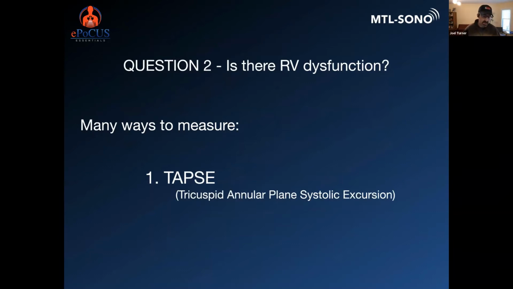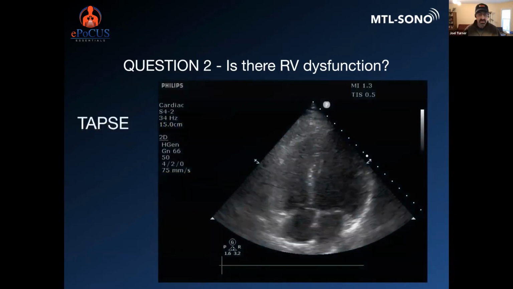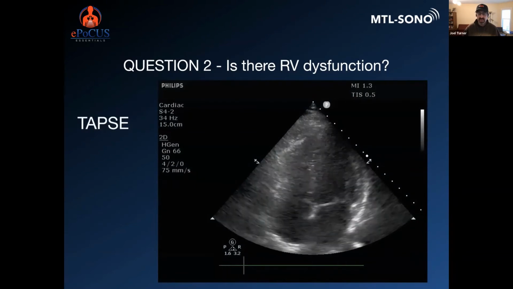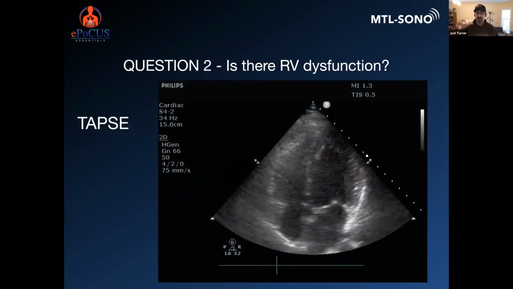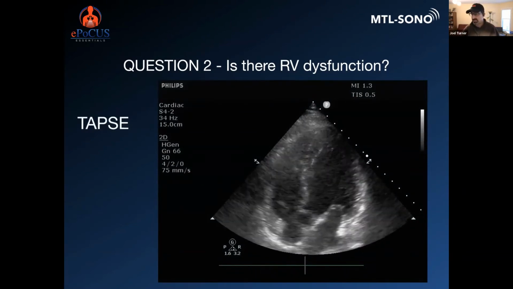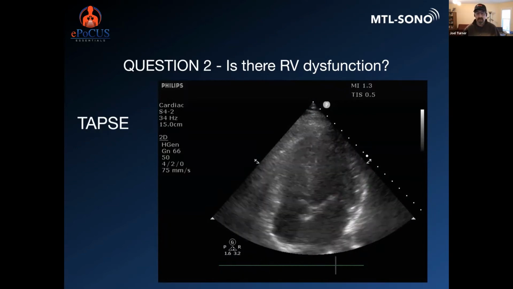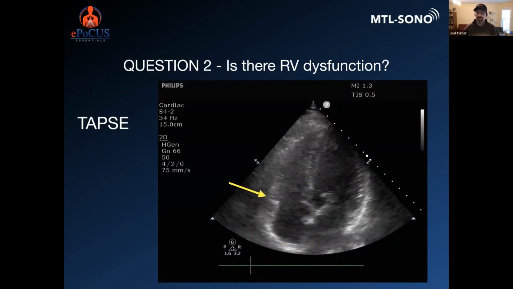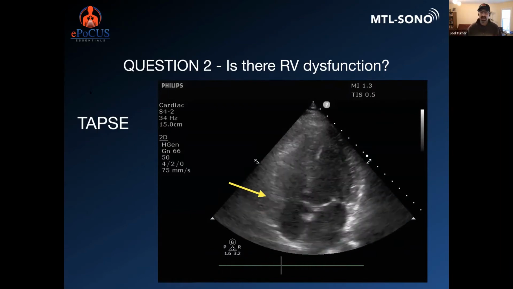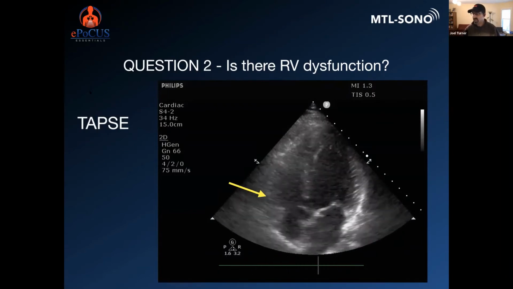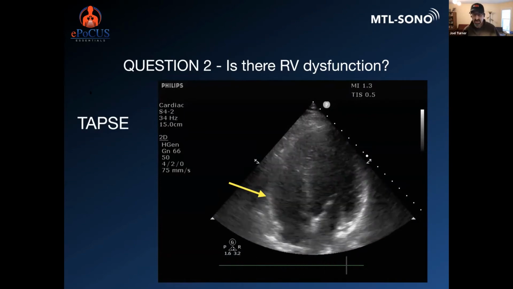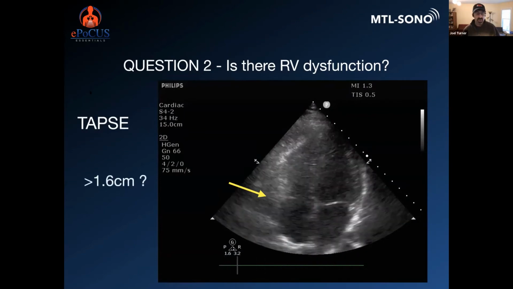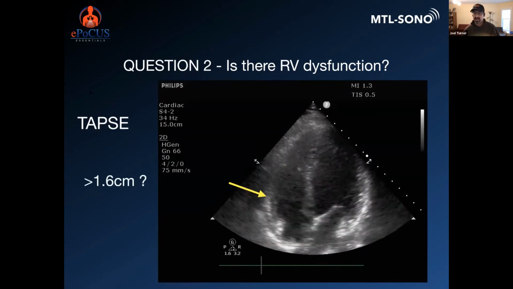It's a long name, tricuspid annular plane systolic excursion, and we'll talk about what that means. So if you remember when I said at the beginning that the RV moves much more in an up and down motion, the TAPSE is a measure of the actual distance that the free wall right at the tricuspid annulus moves in an up and down direction. Normally, it should be at least 1.5 or 1.6 centimeters.